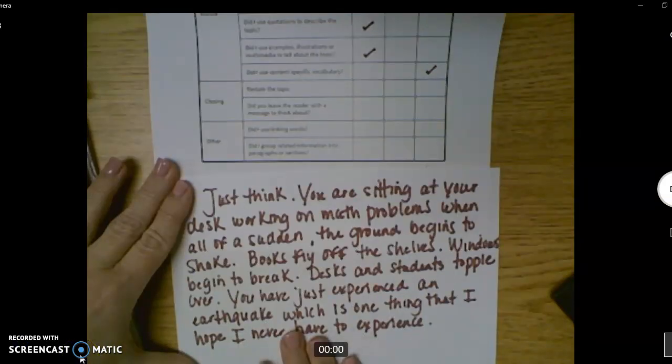And I will use this one for our closing paragraph. Just think, you are sitting at your desk working on math problems when all of a sudden the ground begins to shake. Books fly off the shelves, windows begin to break, desks and students topple over. You have just experienced an earthquake, which is one thing that I hope I never have to experience.